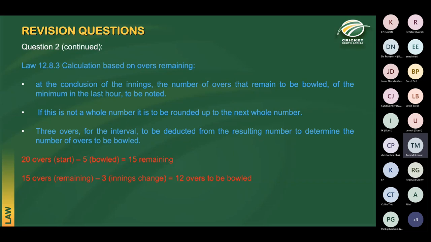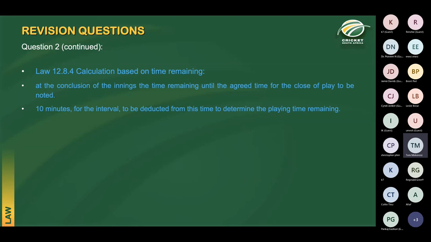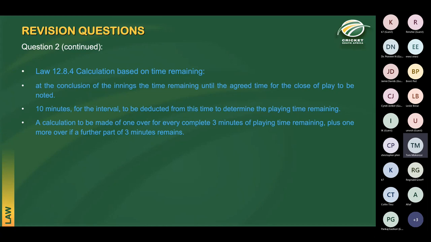The second calculation is based on time remaining. So at the conclusion of the innings, the time remaining until the agreed time for the close of play is to be noted. Then, of course, there is 10 minutes for the change of innings interval that needs to be deducted from this time to determine the playing time remaining. A calculation to be made of one over for every complete 3 minutes of playing time remaining, plus one more over if any part of 3 minutes remains.